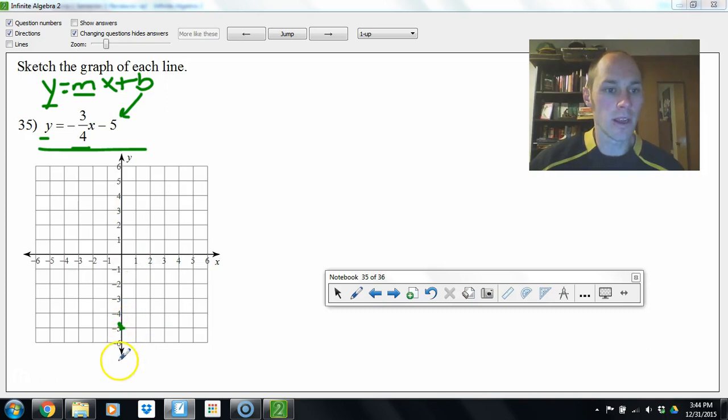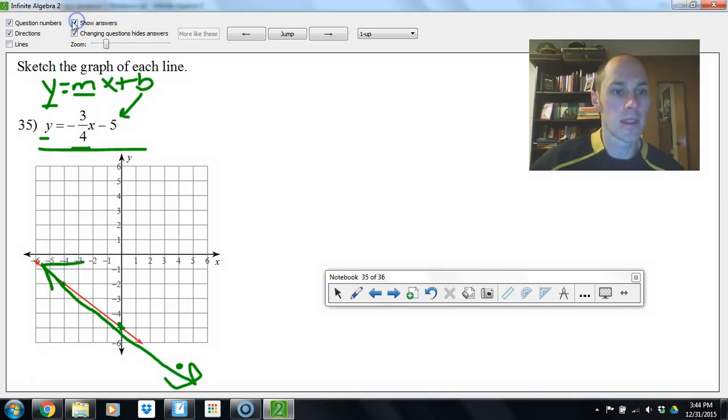So I go down 3. And we run out of graph here, so we can kind of just estimate 1, 2, 3, 1, 2, 3, 4 over 4. The other thing that you can do if you want to actually count points, instead of going down 3, we can go up 3. 1, 2, 3, and go backwards 4. Either way would put us on the same line. You just got to do a better job of connecting the dots.